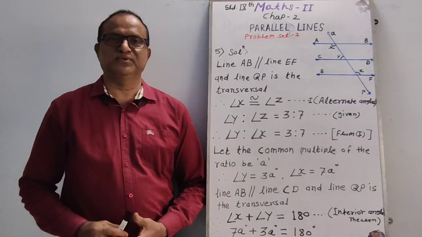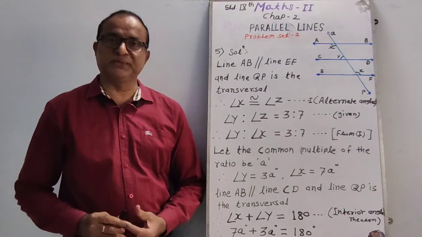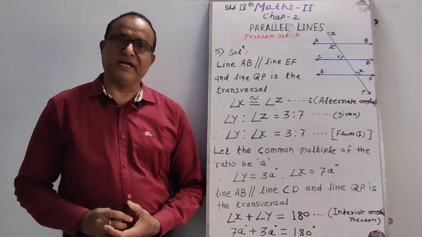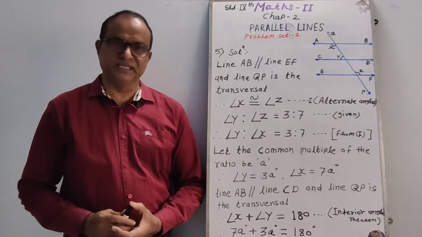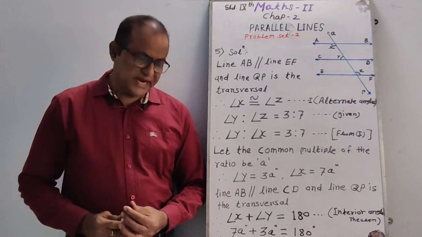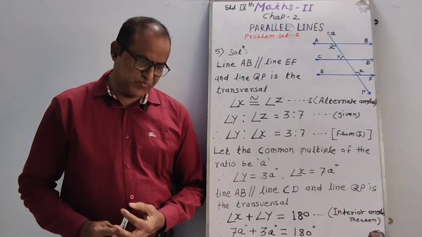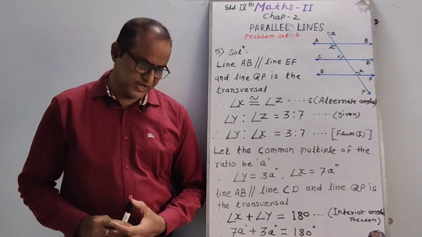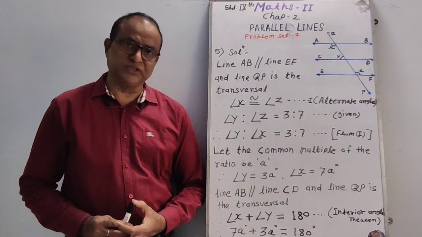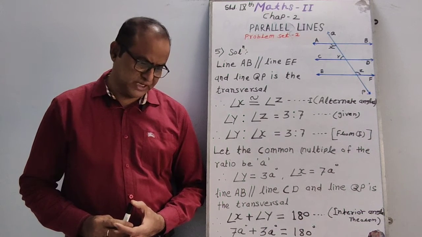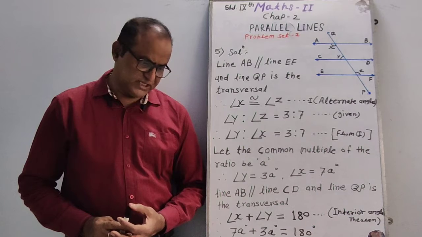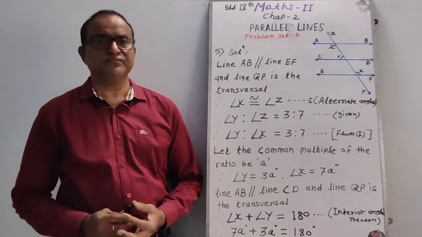Hello friends, today I am going to solve problem set 2, example number 5. I am reading example number 5, you listen to it carefully. Line AB is parallel to line CD, parallel to line EF, and line QP is their transversal. If Y ratio Z is equal to 3 ratio 7, then find the measure of angle X.